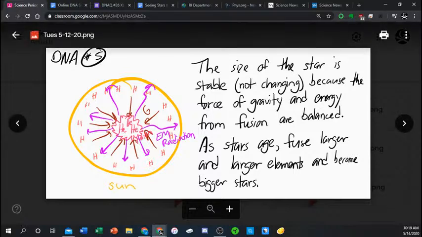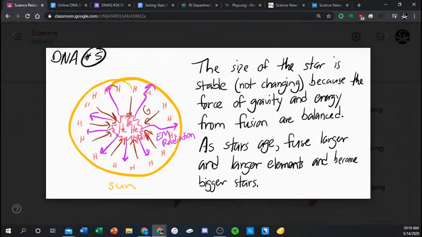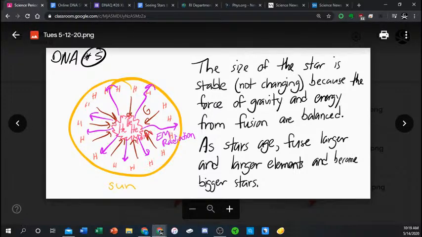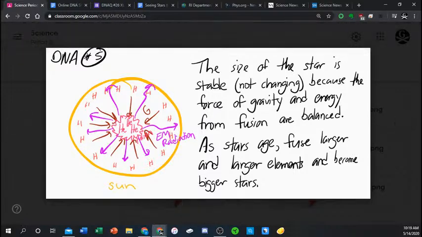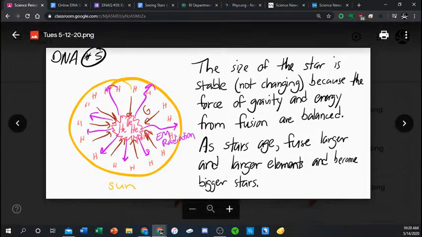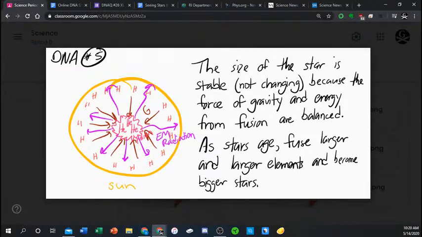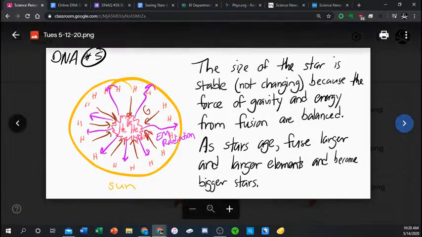As you fuse larger and larger elements, the stars become bigger because fusion is pushing further and further out. But then eventually they'll reach an equilibrium with gravity again. And that's where you get a giant. Either a red giant or a blue giant. Okay? Eventually, you run out of those elements, fusion stops, gravity all of a sudden wins and crushes everything down to the center.